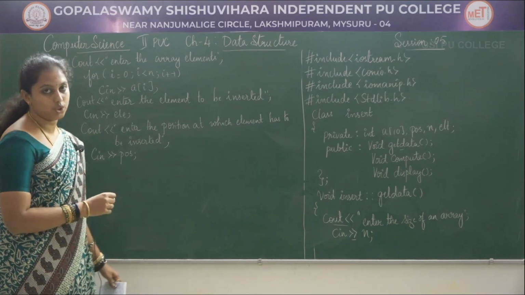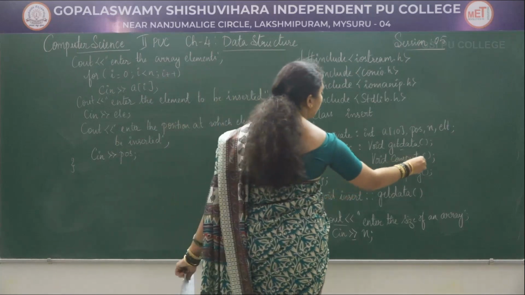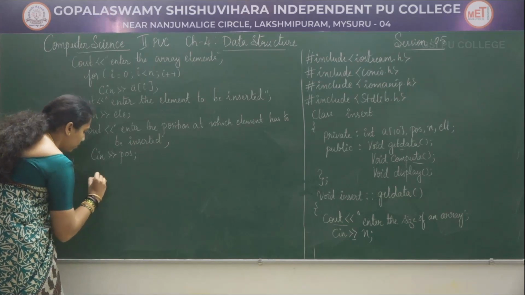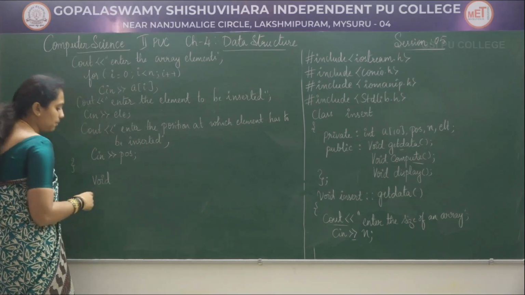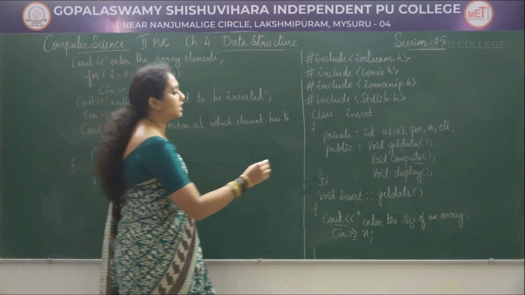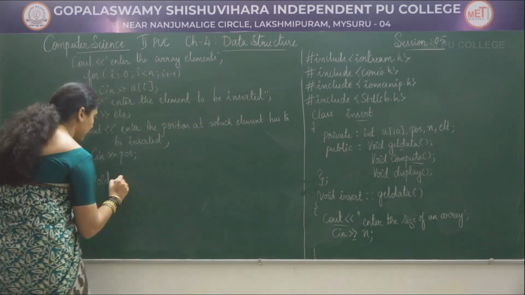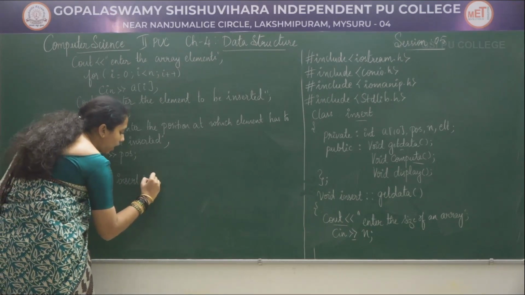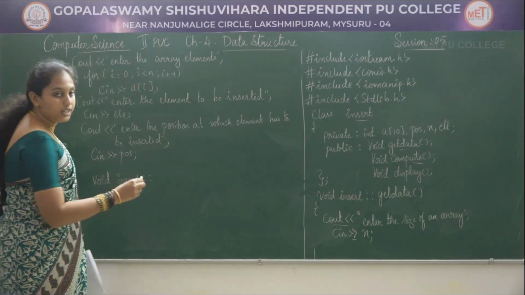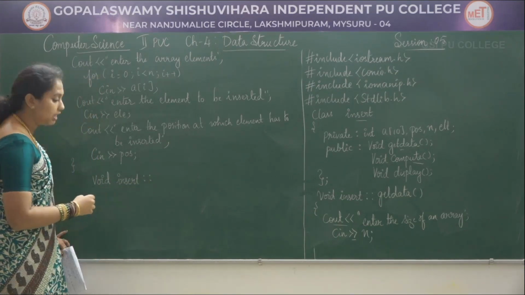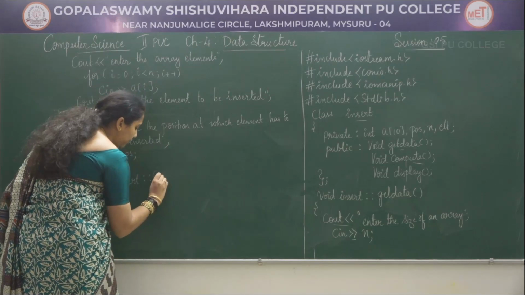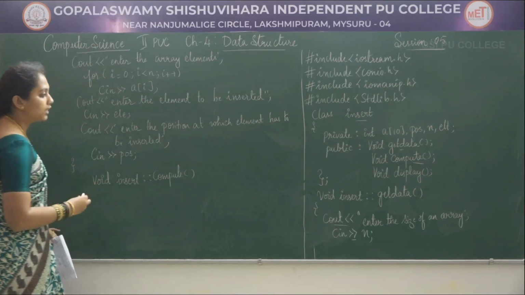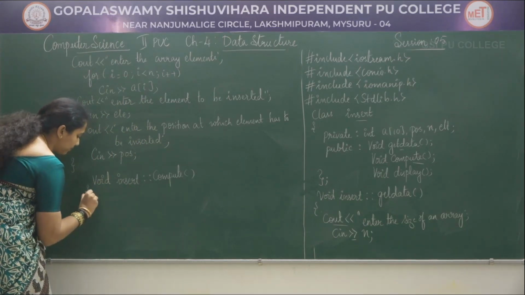So this is about get data function. Next is compute. So we have to perform the required calculations. So void, the return type is void. What is the class name? The class name is insert. We are defining the function outside the class. That's why we are using scope resolution operator here. Compute function. So this function is referring to the class insert.